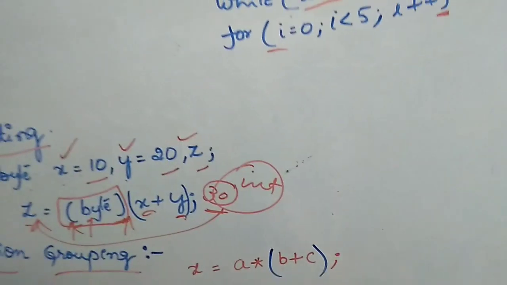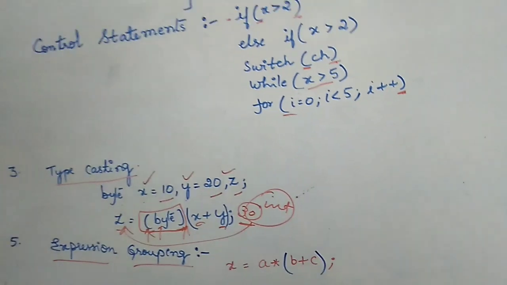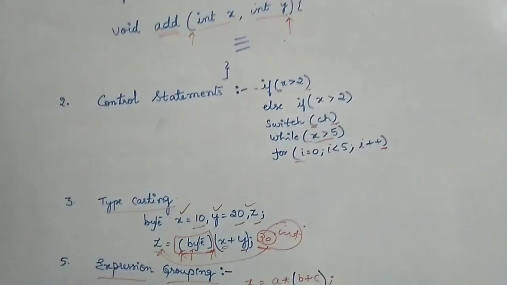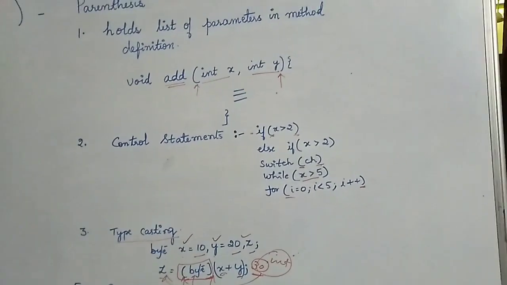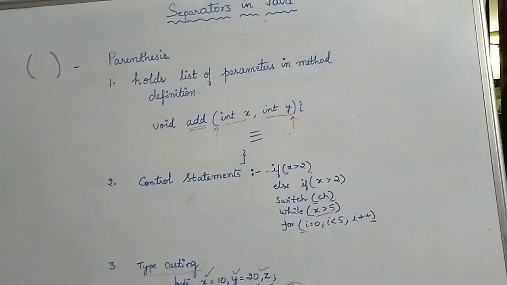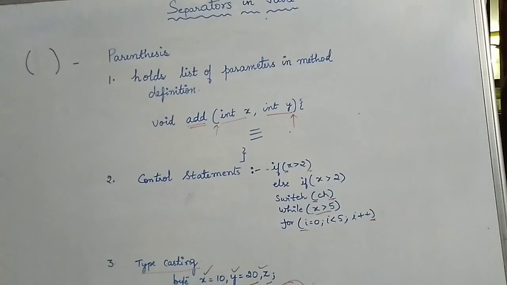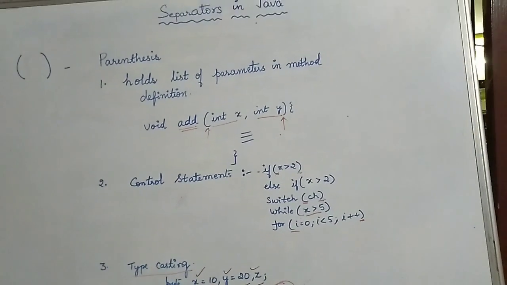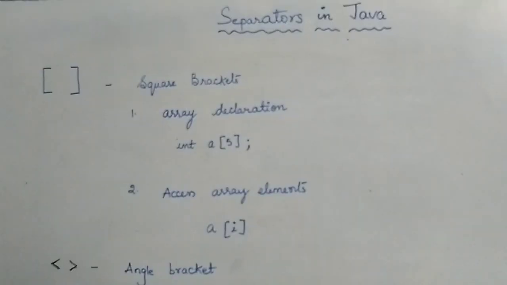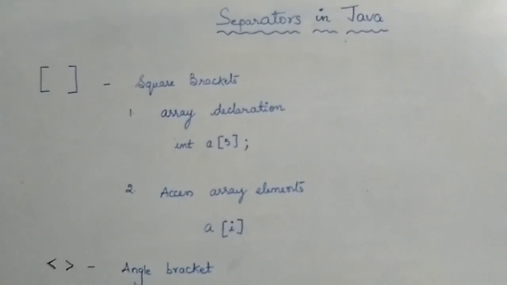So parentheses are used for holding the list of parameters in method definition. They are used in control statements. They are used for typecasting, and also they are used for expression grouping. So we'll see square brackets now. The next separator is the square bracket.